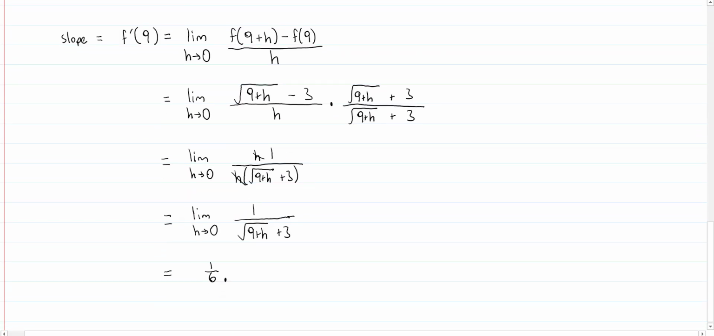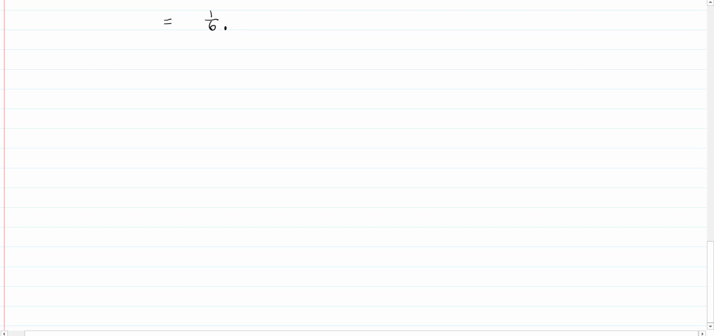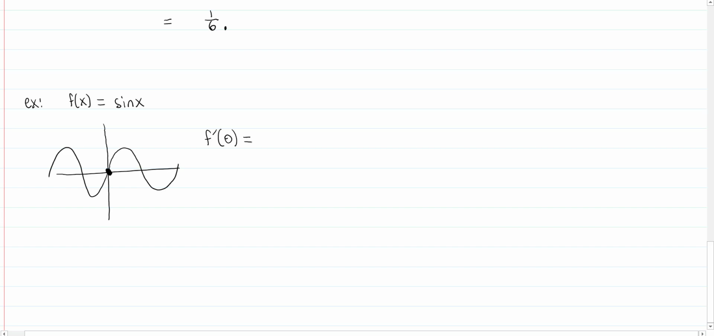And finally, I'm going to do just one more quick example. We're going to take a look at f of x equals the sine of x. So in the last video, we computed the slope of the sine function at the origin. So that would be f prime when x equals 0. And we found that the slope was equal to 1.